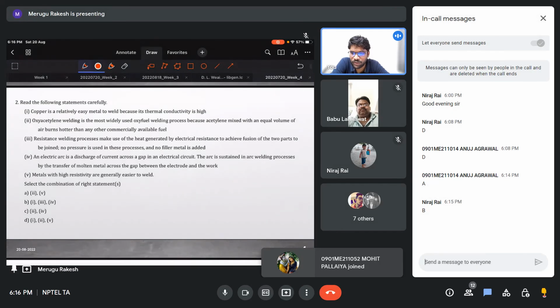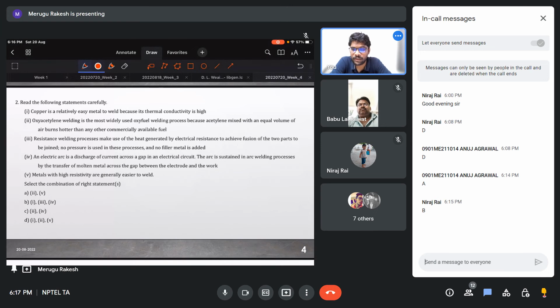It will be useful if you guys interact. So just answer this question. What are the combination of right statements? We have two responses, only two. Any other response? I will wait for one more minute, then I will answer.